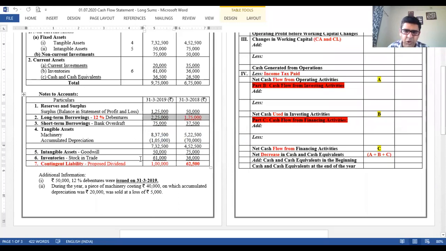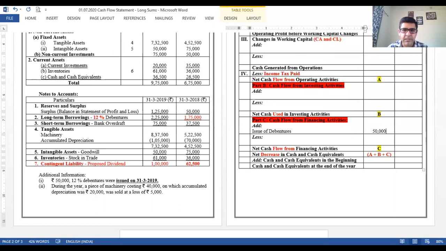The point is, the debentures have been issued. There is no doubt about that. Cash comes in, issue of debentures. We need to write it in financing activity. Let us first of all add it in financing activity. I'm on the right hand side of the screen now. Issue of debentures. The amount can be seen as rupees 50,000. This is how the effect is given for issue of debentures.